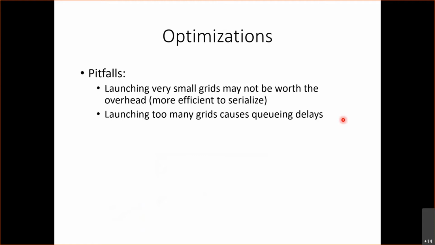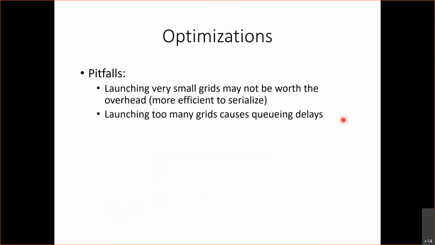We can check each thread, how many grids it will call, or how many neighbors it has, and if it has less than some threshold, we can just serialize it, not call the new grid. Right, exactly. So that's another good optimization that we can apply.